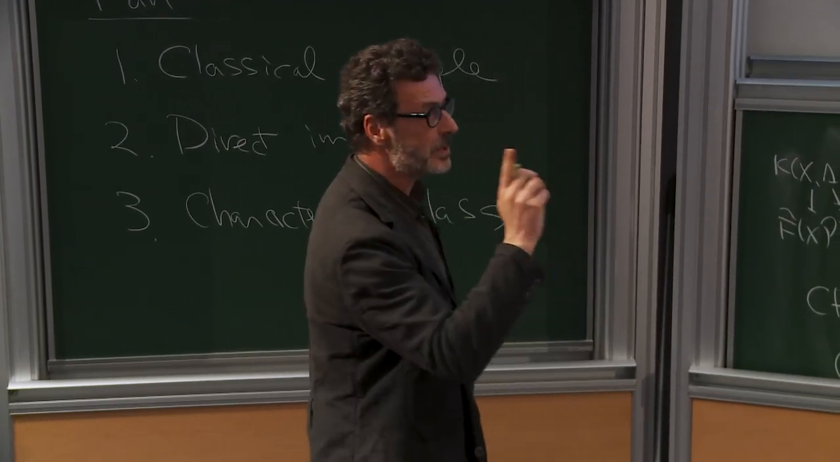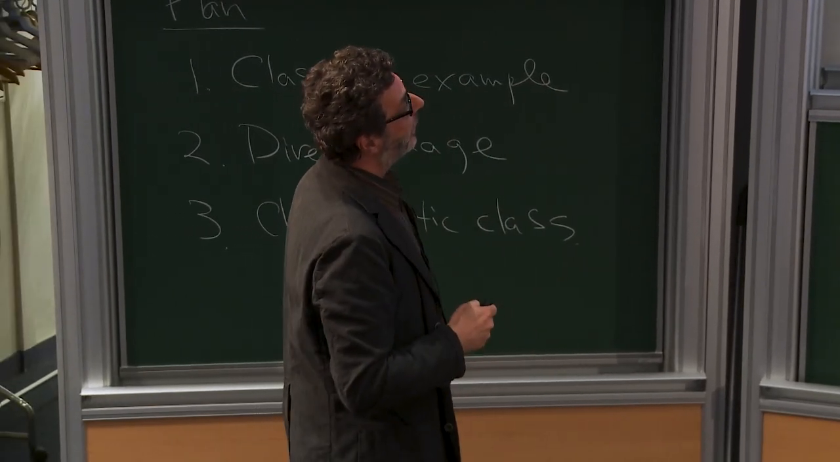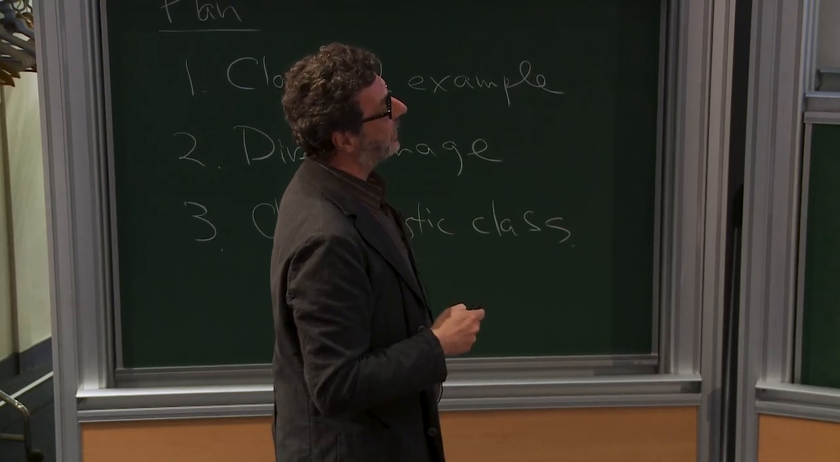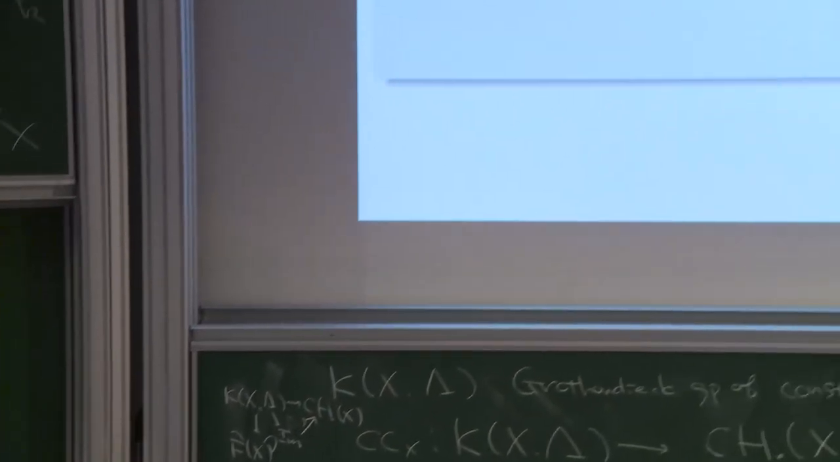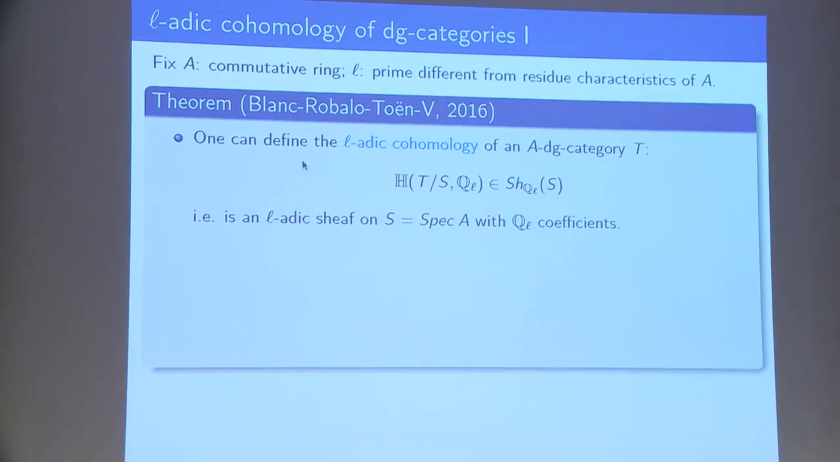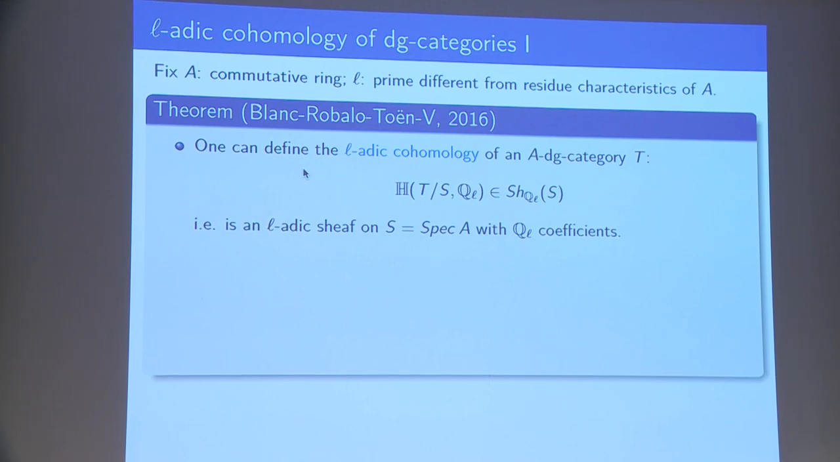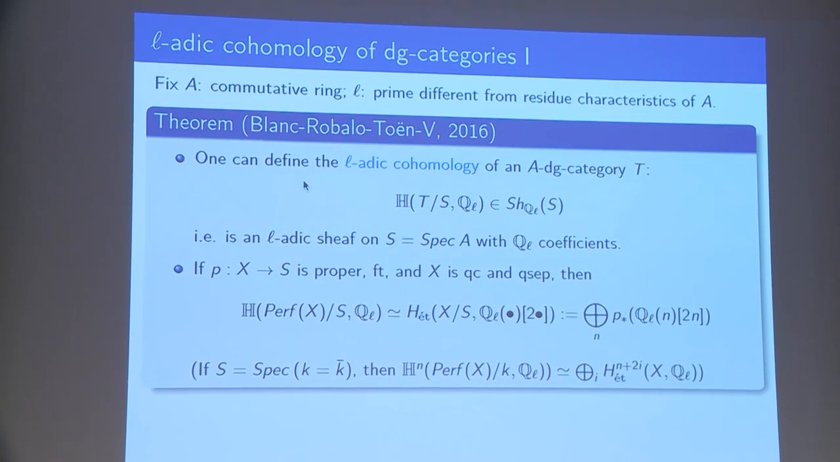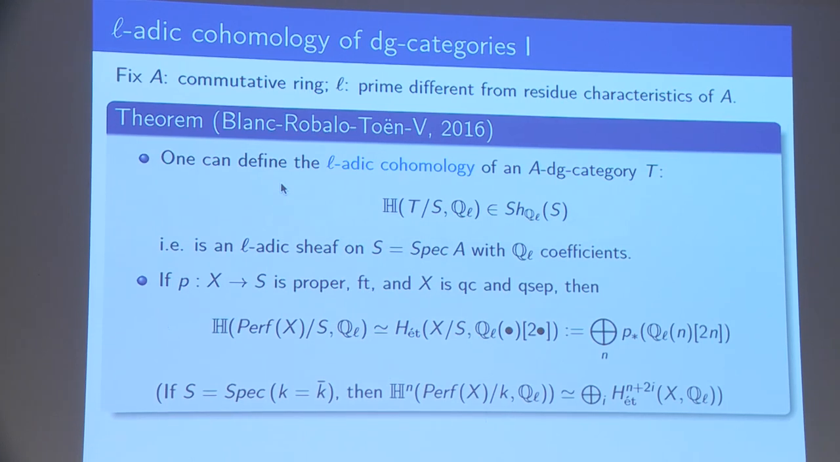Okay, so very quickly, I'm just recalling super quickly the thing that Marco was explaining today. So we fix l, which is different from the characteristic of A, and the theorem is that there exists an l-adic realization for any DG category, which is this H with Q_l coefficients, which is a Q_l-adic sheaf on S. And for example, if you have a proper map of finite type, and the source is quasi-compact, quasi-separated, then you recover the two-periodic étale cohomology of X over S. Okay, this we already saw.